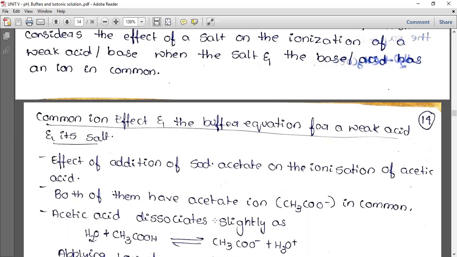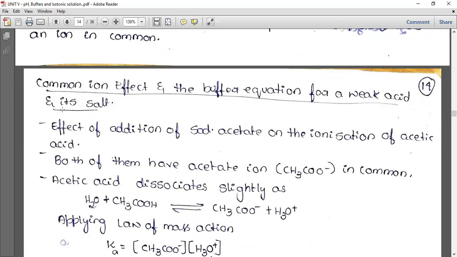Acetic acid, as it is, is a weak acid. What happens if we add a strong acid to it? We know what happens. Now what I'm telling is, you have acetic acid in a beaker. We are introducing sodium acetate, which is a salt that will completely dissociate. What is the effect of this salt on the dissociation of acetic acid? The common ion among sodium acetate and acetic acid is the acetate ion. So both of them have the acetate ion in common, right?